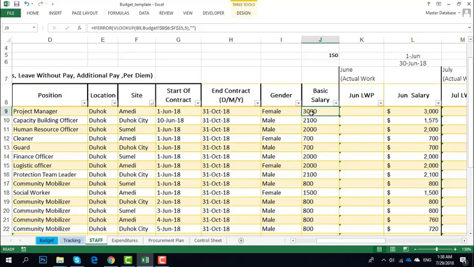some staff we pay not depending on the actual days they are working. We pay them on a monthly basis. Now this month is 3,000. If there is leave without pay, it will be calculated from 30 days. It will not be 20 days. It will be divided by 30 days.